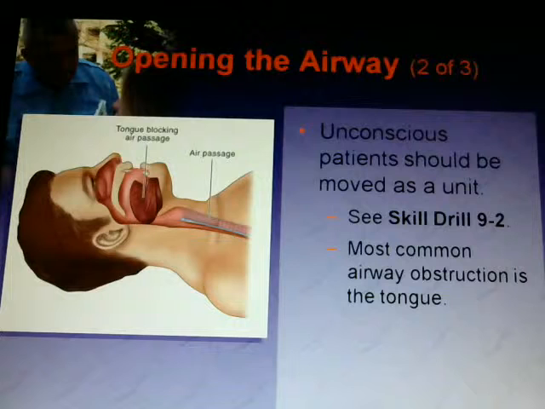The most common airway obstruction is the tongue. To get the tongue out of the way, if this is a medical patient who has had no history of trauma, then we can use the head tilt chin lift. If it is a trauma patient, we're going to use a modified jaw thrust, and we'll see pictures of those in a couple minutes coming up.